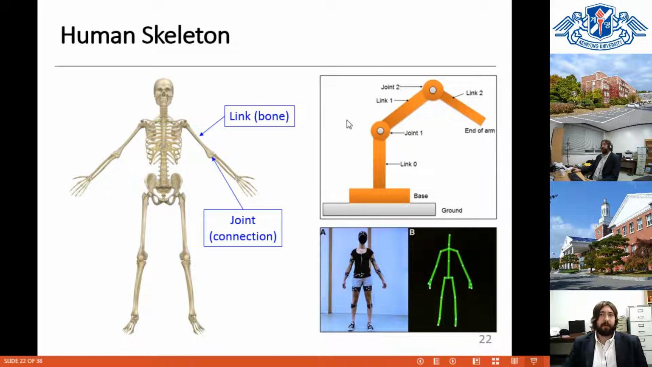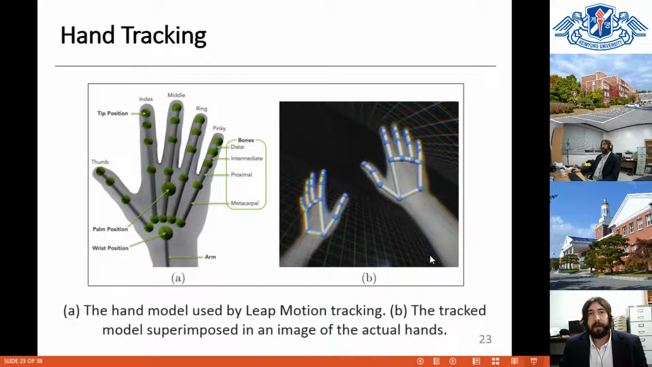In this sense, the human skeleton is very similar to some industrial objects like a robot arm. Here we also have links similar to the bones, and the links are connected with joints. This joint, and here also another joint, which will move the arm itself. So the structure is very similar. We use some links and joints here. On the next slide, you can observe hand tracking.